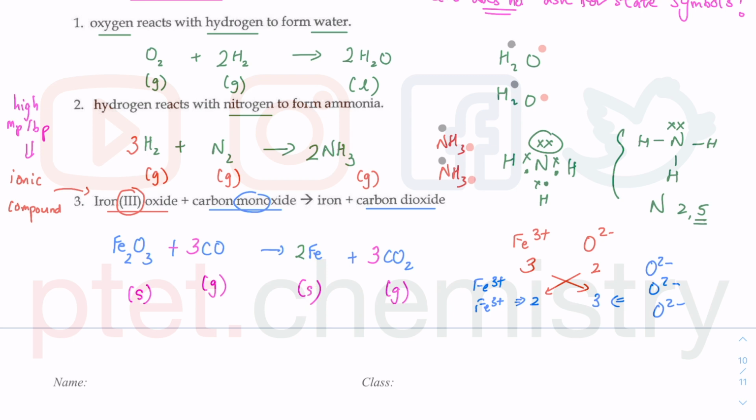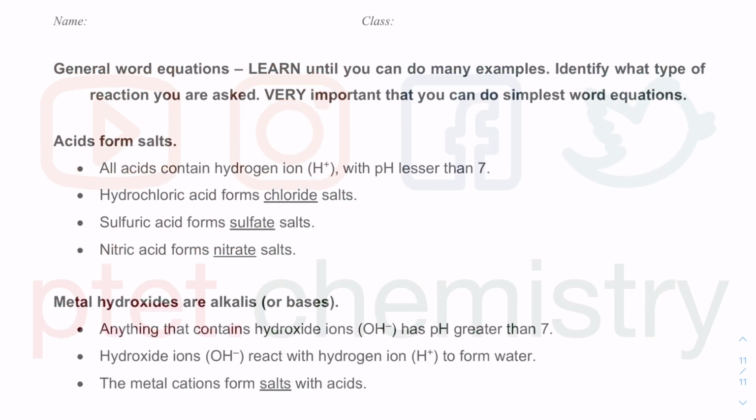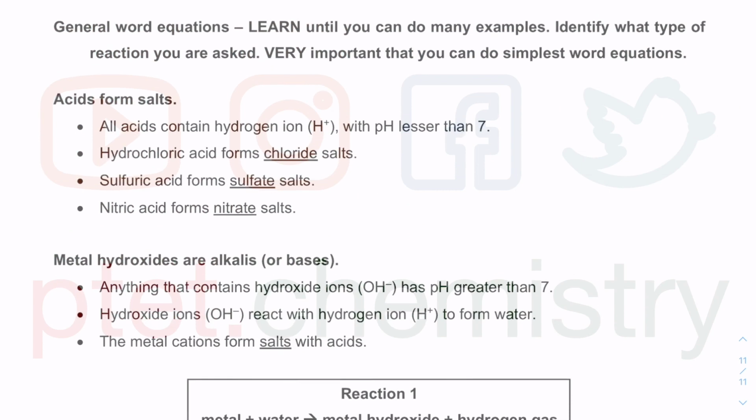Okay, I think I'm done with that. I'll just very quickly highlight to you that there are some general word equations stated in your notes that you're supposed to be able to do.